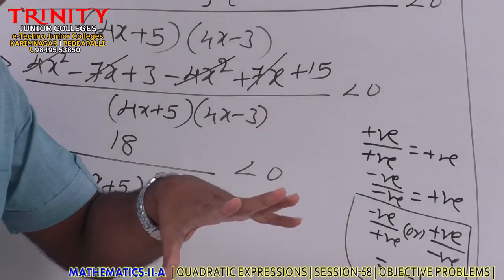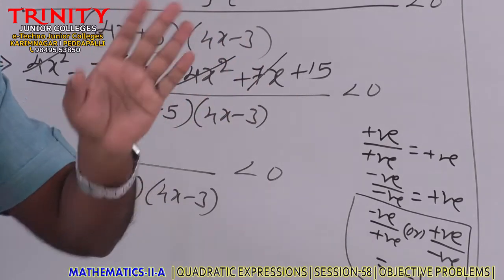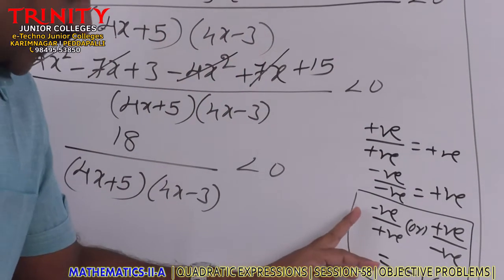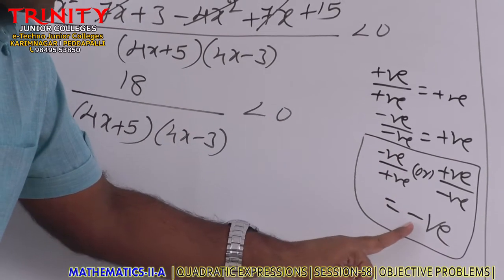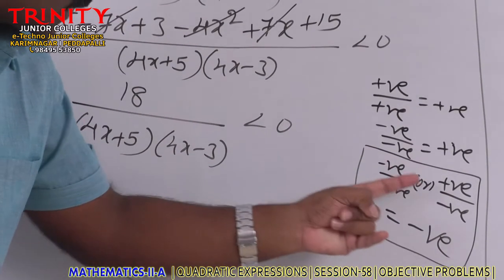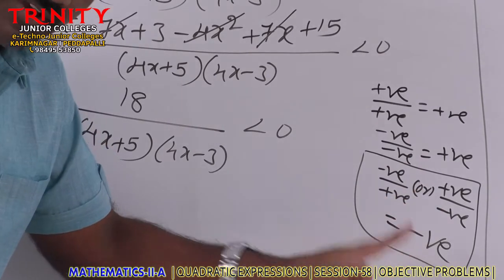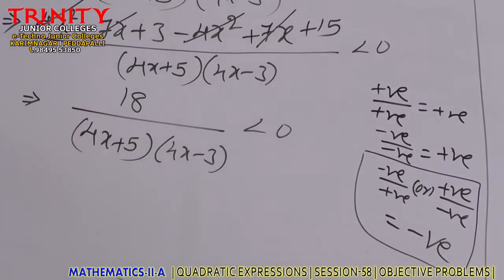Positive into positive, or positive by positive, you can take either multiplication or division. Negative by positive, its value is negative, or not? Positive by negative, that also has a negative value. Now we come to our topic.